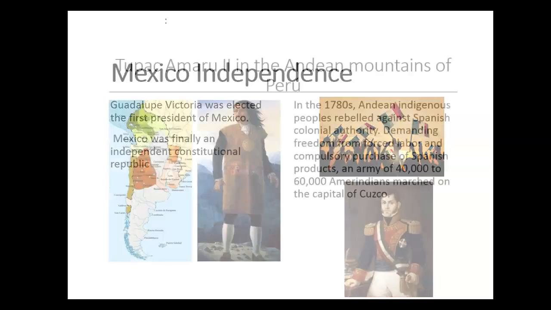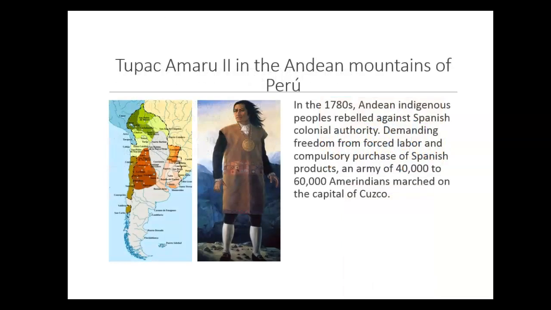Political upheaval in the Andes started even before the French Revolution. In the 1780s, Andean indigenous peoples rebelled against Spanish colonial authority, demanding freedom from forced labor and compulsory purchase of Spanish products. An army of 40,000 to 60,000 Amerindians marched on the capital of Cusco. This rebellion nearly vanquished the Spanish army, but in the end, the Spanish would defeat the rebellion.